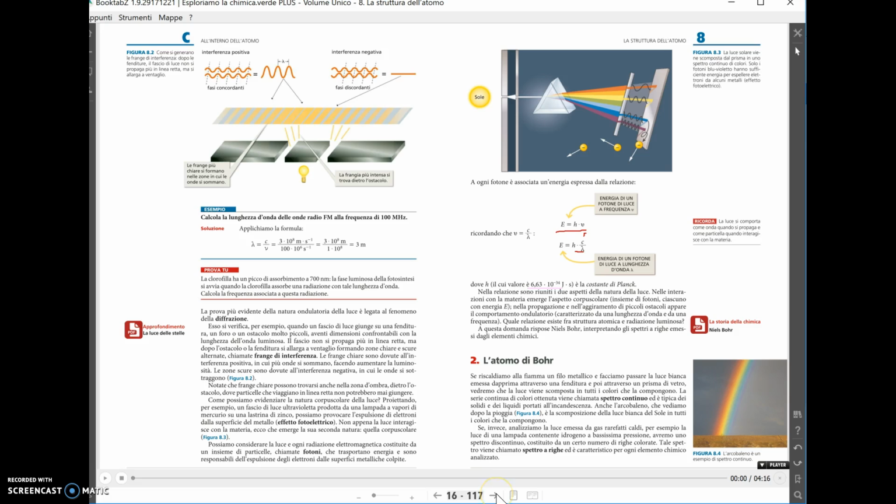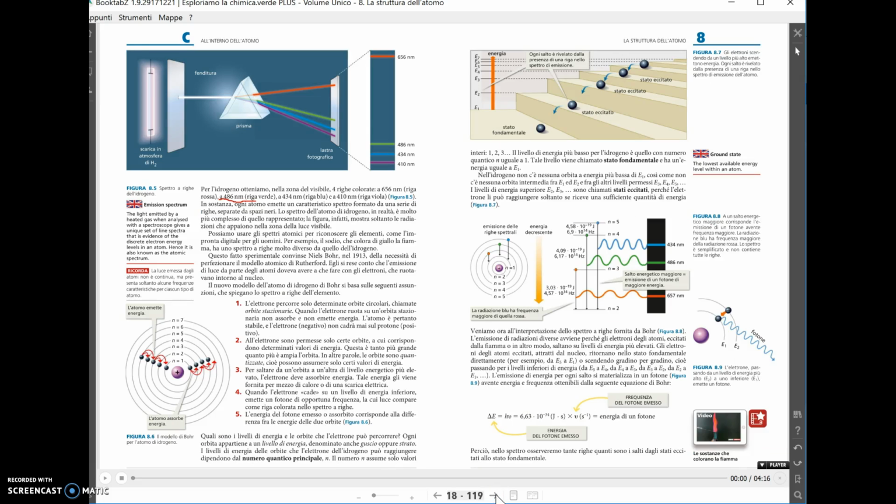B. Bohr's model of the atom. According to Bohr's model, electrons move along fixed orbits. The electron orbits are associated with specific energies, discrete or quantized. These orbits are also known as energy shells or energy levels. The lowest energy level available to the electron is called the ground state.